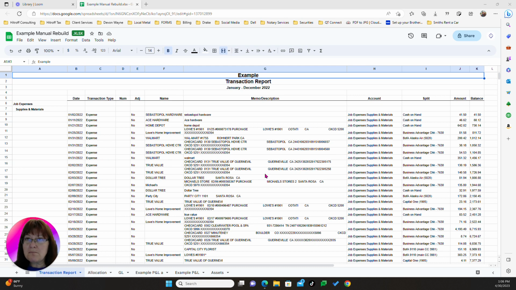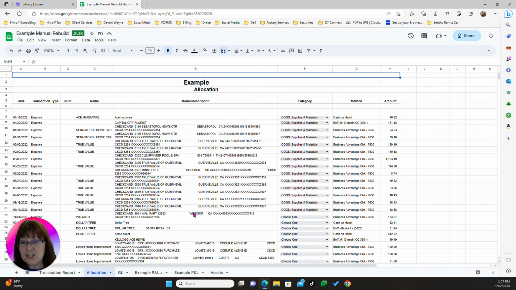We do not manipulate and or edit this data at all. What we do is we copy this data into what we call an allocation sheet. With this allocation sheet, you notice we take away several columns and then we insert a column specifically so that we can allocate the transactions to a specific chart of accounts for your profit and loss.